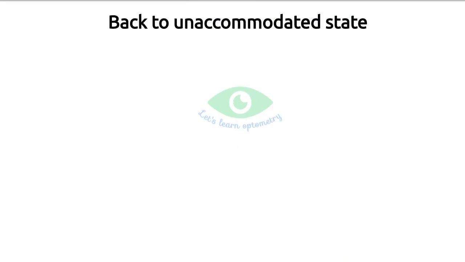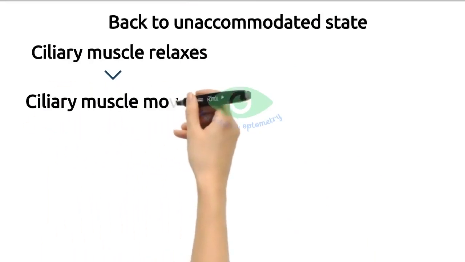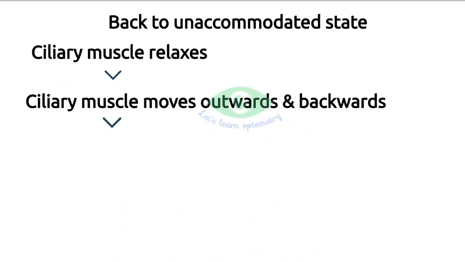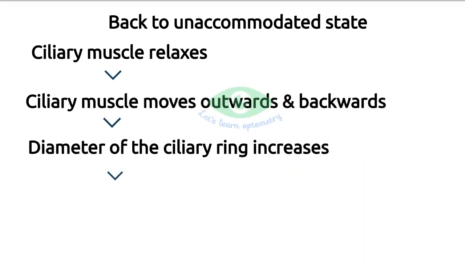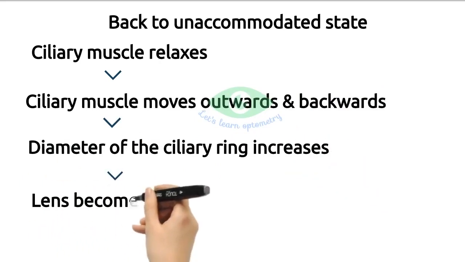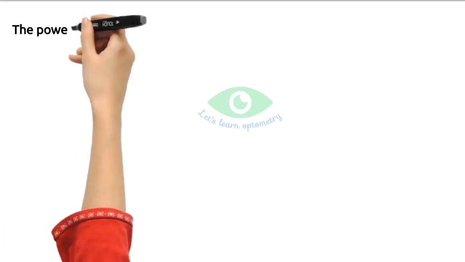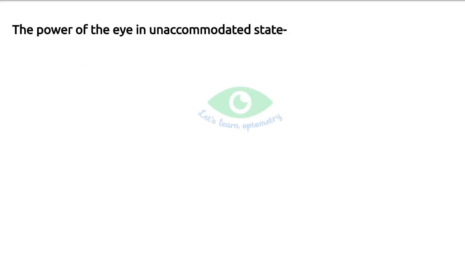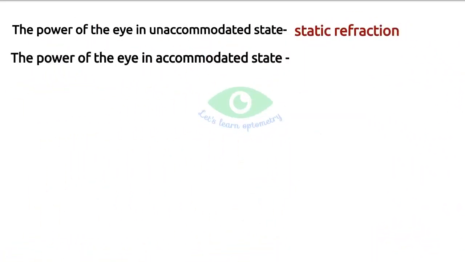Let's see how our eyes go back to the unaccommodated state. Here, the ciliary muscle relaxes, the muscle is moved outward and backward, the diameter of the ciliary ring increases, and the tension in the zonules stretches the lens capsule, restoring the lens to an unaccommodated state. The power of the eye in the unaccommodated state is called the static refraction, and the power of the eye in the accommodative state is called the dynamic refraction.